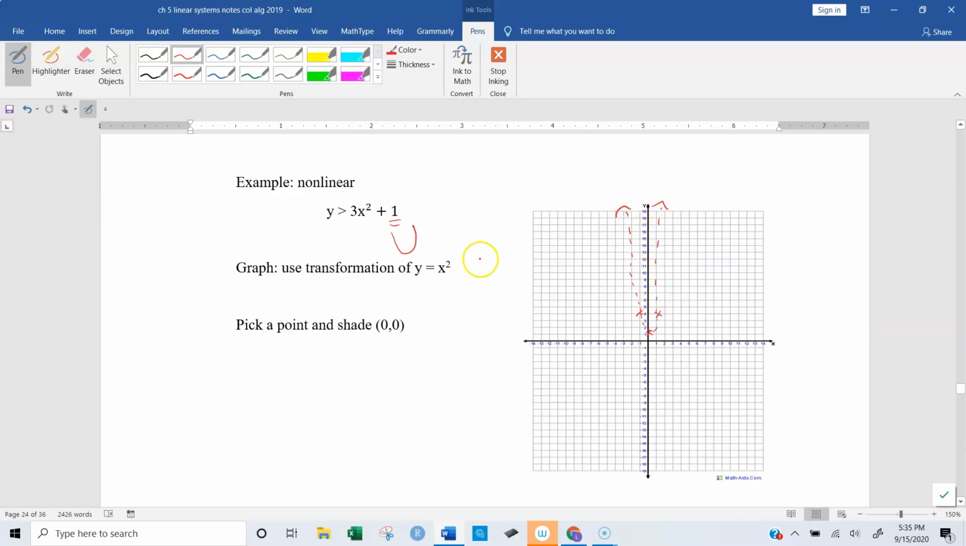Okay, if you don't remember, plug in your points, your -2, -1, 0, 1, 2. Now let's pick a point, 0, 0, and see if this is true. So is 0 greater than 3 times 0 plus 1? So is 0 greater than 1? This is a false statement. Since this is outside my parabola, we're going to shade the true, which would be inside the parabola or the shape.